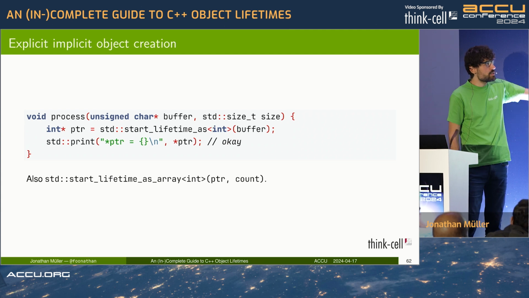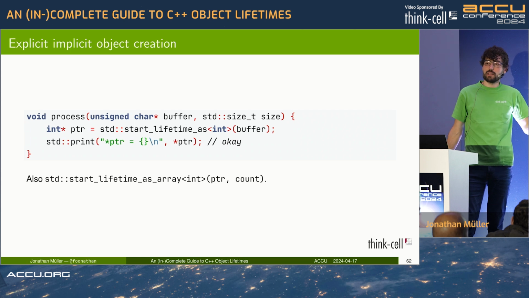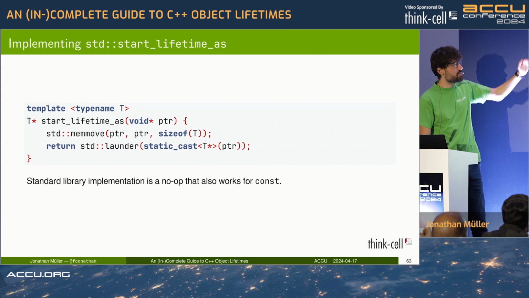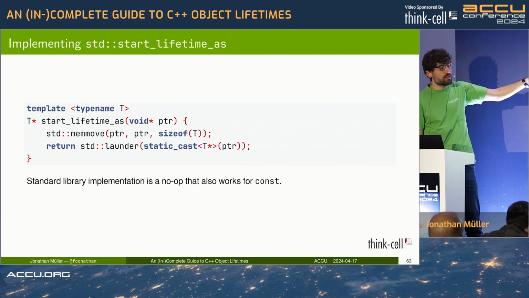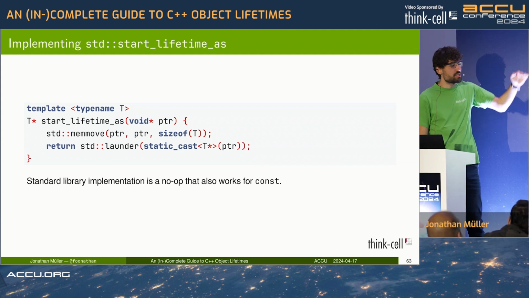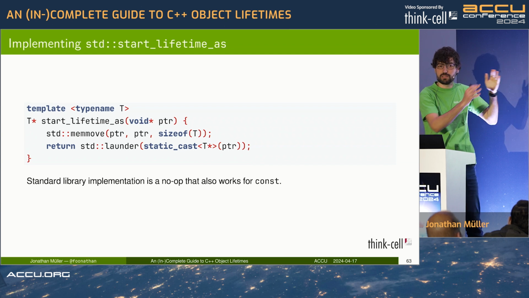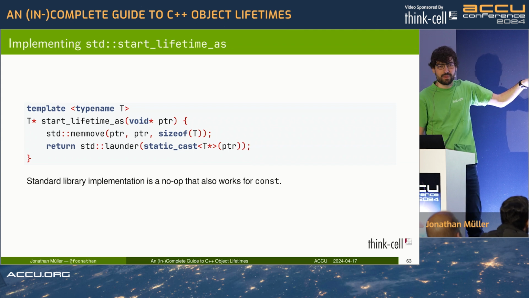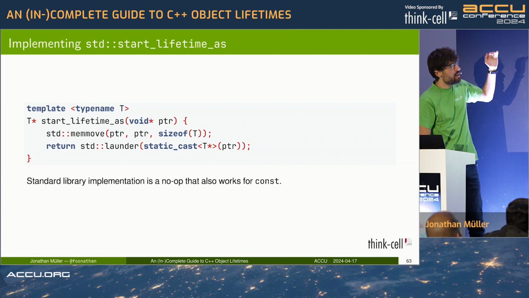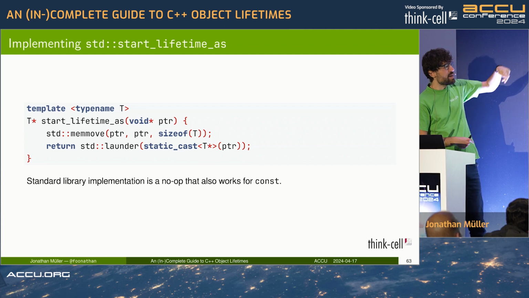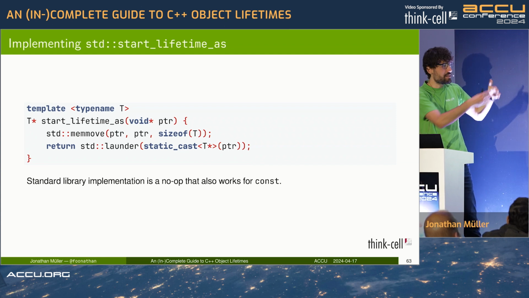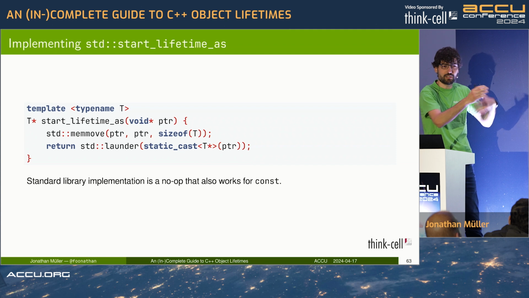Okay. Now, start_lifetime_as, just like launder, is a magic standard library function. But we can actually implement it, sort of. So this is a potential implementation of start_lifetime_as. We do a memmove of pointer to pointer of sizeof(T) bytes. So this is a no-op, it doesn't move any bytes because source and destination are the same. But remember, memmove implicitly creates objects for you. So when we return a pointer to T, which we might have to launder because we don't know where it came from, and then later use it as a T, the compiler will travel back in time to the memmove and create our T object in there. So that way we get the implicit creation of the object without having to do anything.